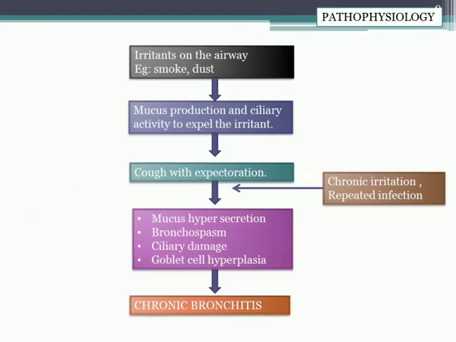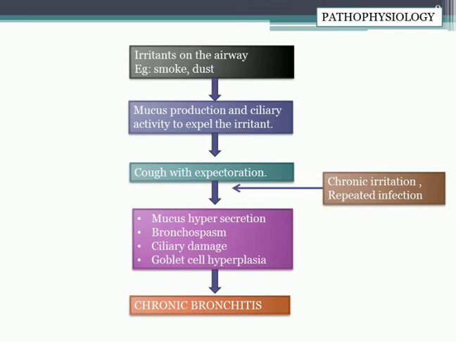The general pathophysiology is that whenever an irritant starts on the airway, and it is not yet chronic, the host, as a response, will produce mucus and ciliary activity to expel the irritant. That's quite normal. We expel the irritant by means of cough with expectoration, that is, sputum which contains the microorganisms or whatever it may be.